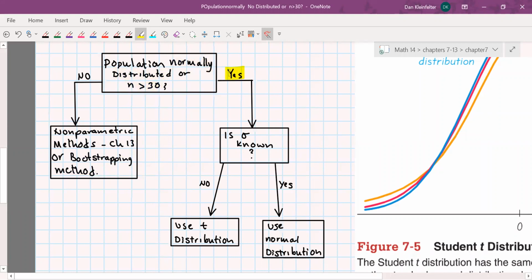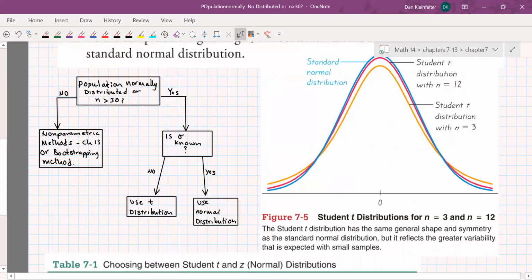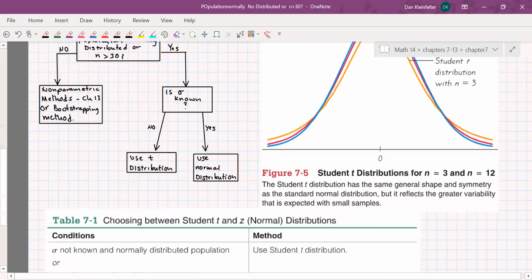Then you ask yourself, do I know sigma? Do I know the population standard deviation? If you know sigma, then use the z-table. If you don't know the population standard deviation, which is true for a lot of realistic cases, then you're going to use t. So most of the time in this class, you ask yourself, do I know sigma or not? If you know sigma, use z. If you don't know sigma, use t.